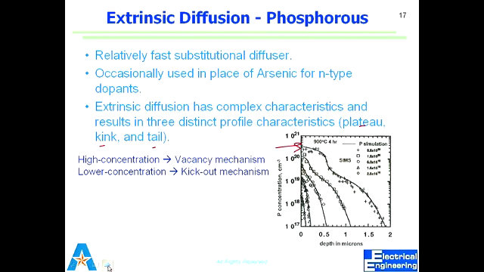Right, so it has a complex characteristic which gives you three distinct regions, what you call plateau, kink, and tail. So this is the plateau, that's the kink, and then there's the tail. So it has both of the mechanisms. At high concentration it shows the vacancy mechanism, and at low concentration it shows the kick-out mechanism. These are two mechanisms which we saw before.